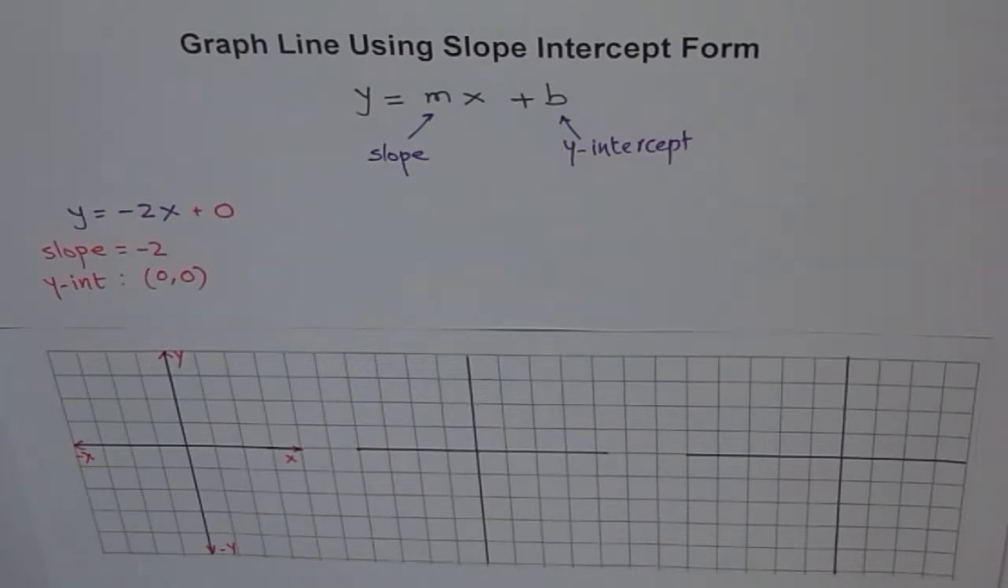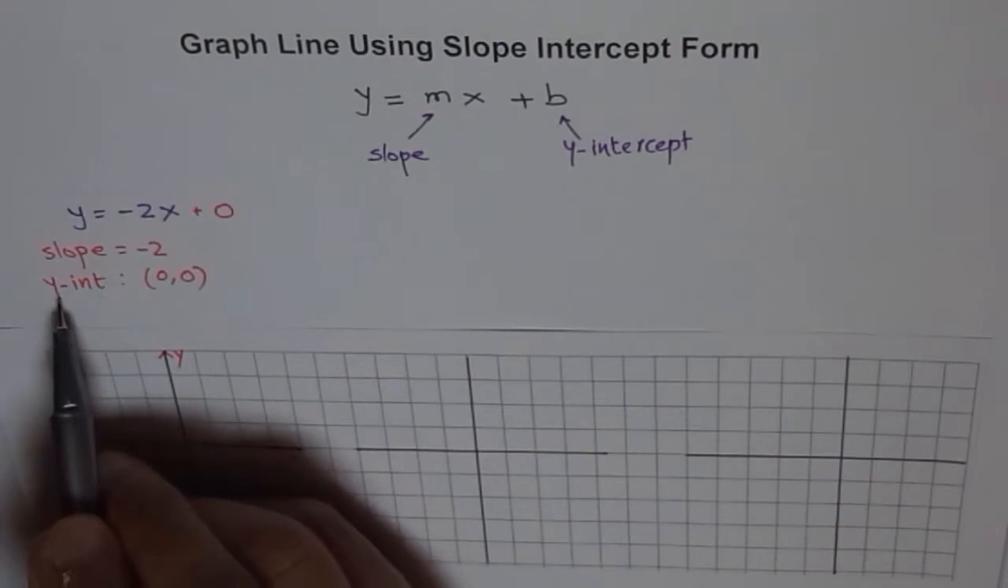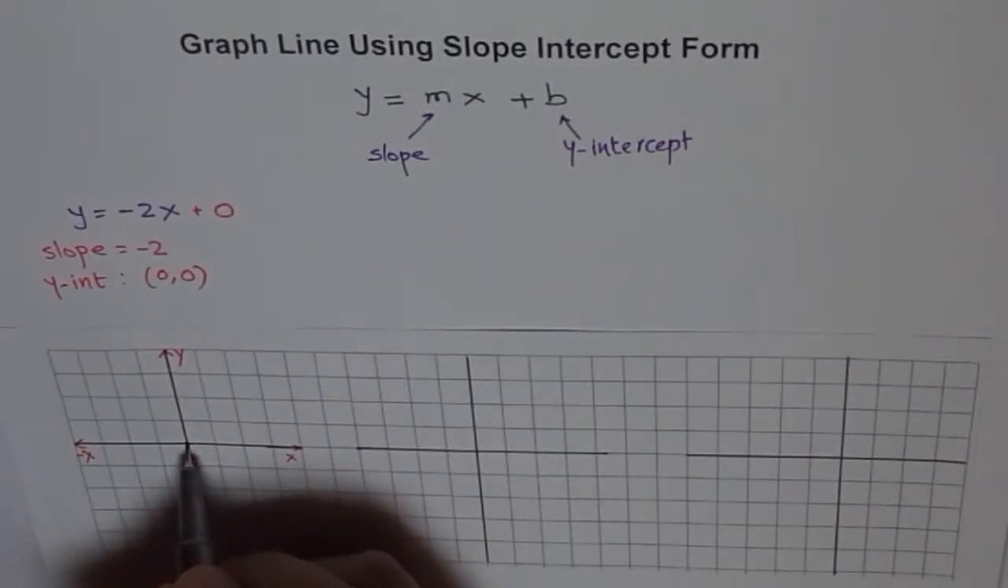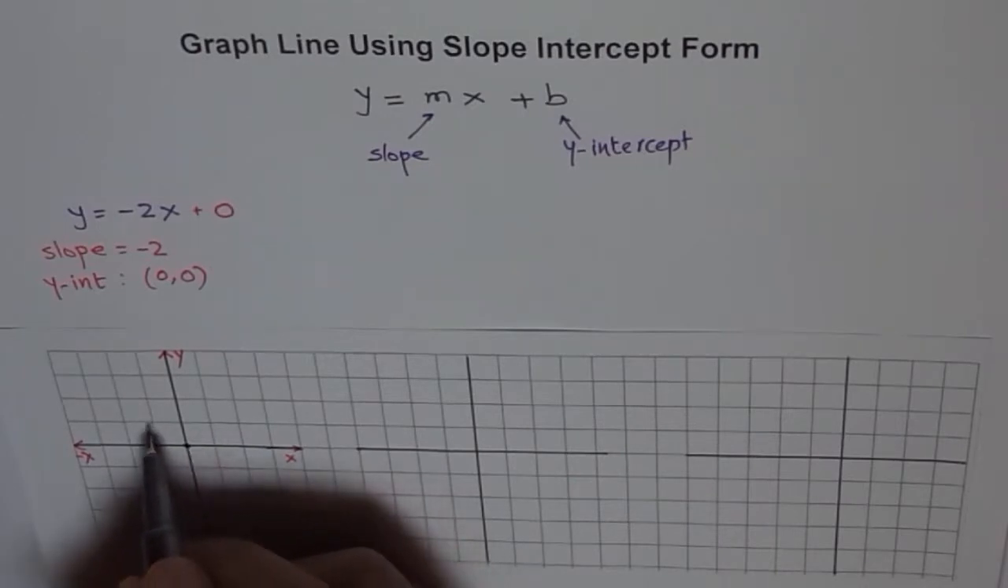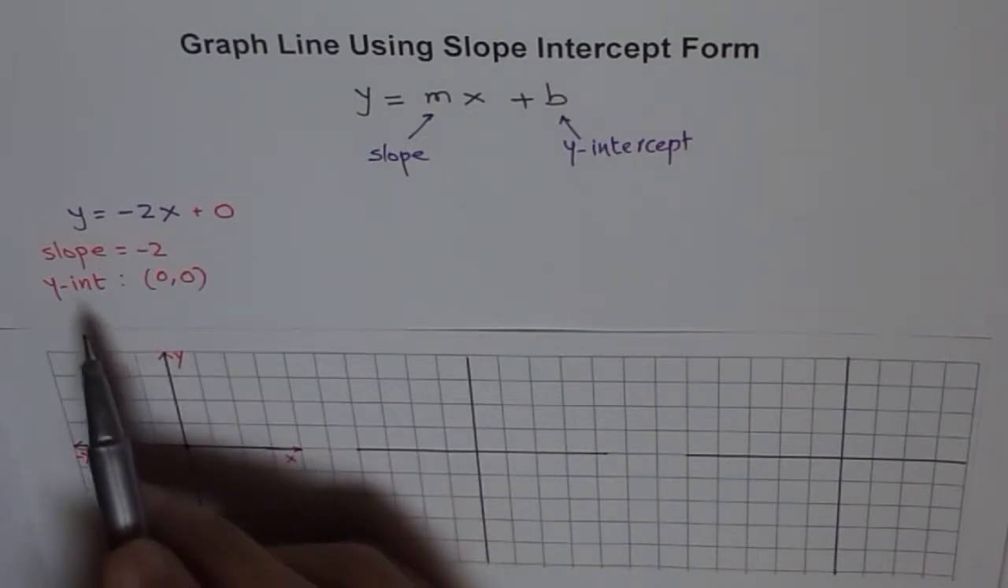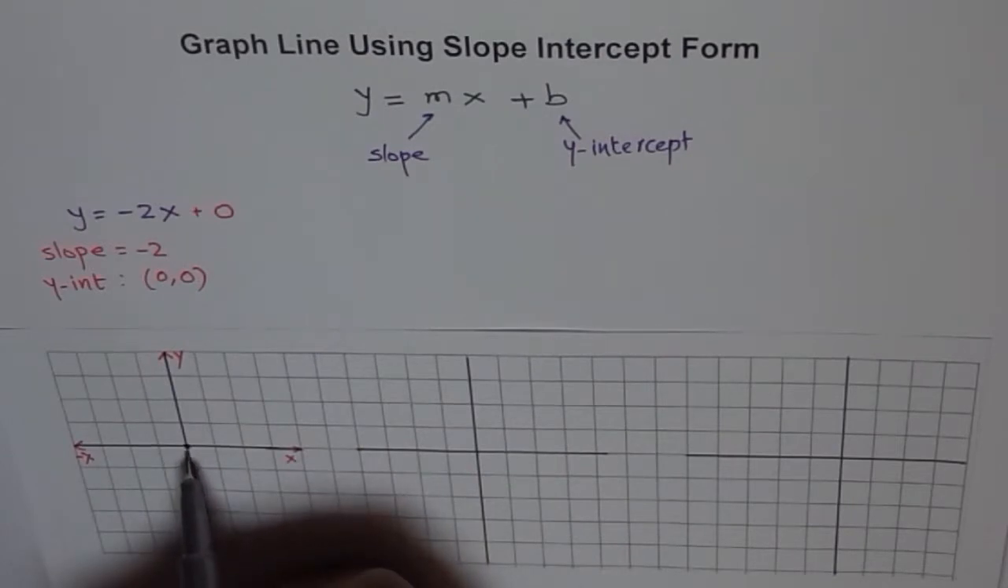Now, with that information, it is very easy to draw a line. Let me show you how. So first go to the y-intercept. The y-intercept is 0, 0, which is the origin, right? We are assuming that the scale is 1, 1, minus 1, minus 1, okay? Now, we got 1 point. To draw a line, we basically need 2. 3 is even better, right? We know the y-intercept is 0, so the line will go through 0, 0.